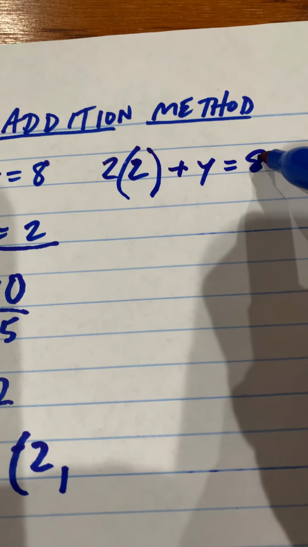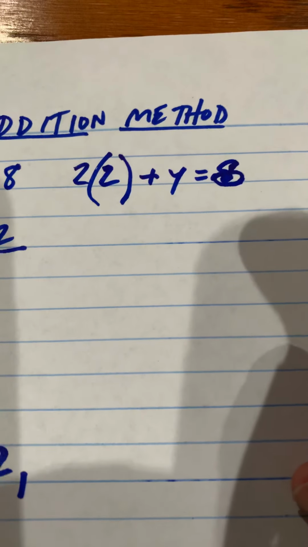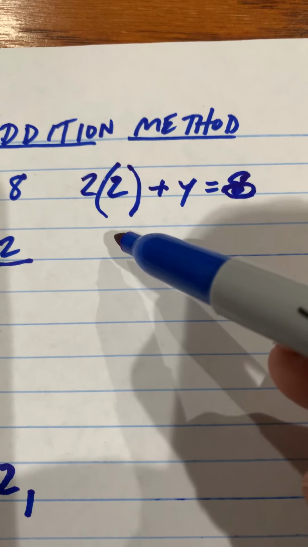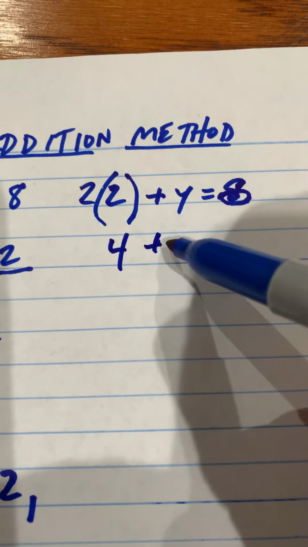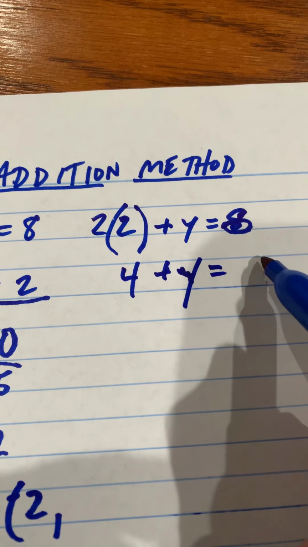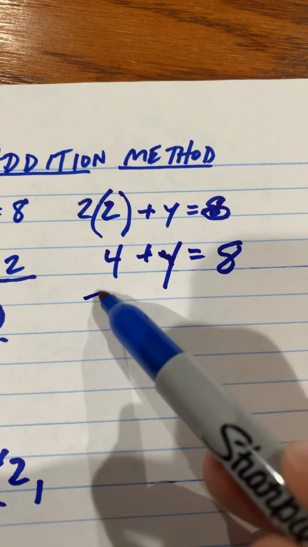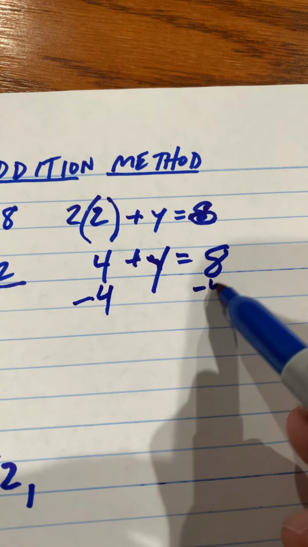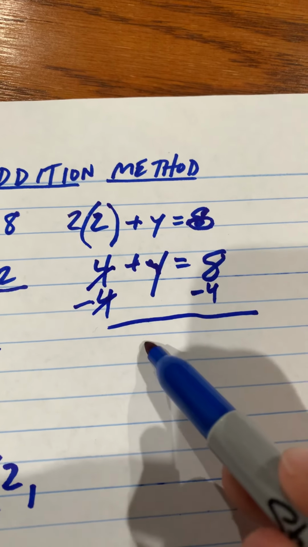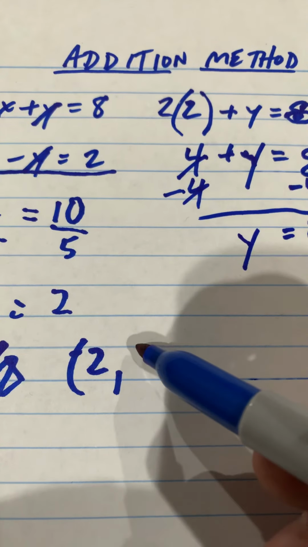Now it's uglier. Wow, look at that. All right, well, let's just go with it. It's kind of hard to write on this sometimes. So this gives us 4 plus y equals 8. And of course we're going to subtract 4 here, subtract 4 here. These cancel, and y equals 4. So y equals 4.